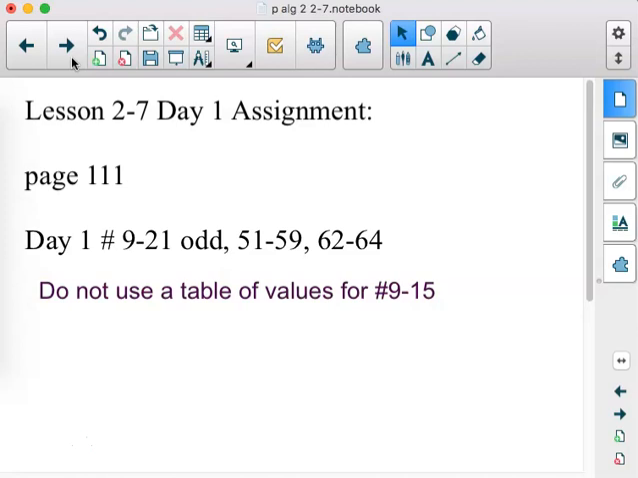Remember, don't make any stinking tables. Do not use a table of values for 9 through 15. The instructions are going to say, make a table of values. Don't make a table. You're just fine without them. And remember, if you want, quick squirt of hand sanitizer and then grab some graph paper, it'll go faster if you're not making your own graphs as you go through that.